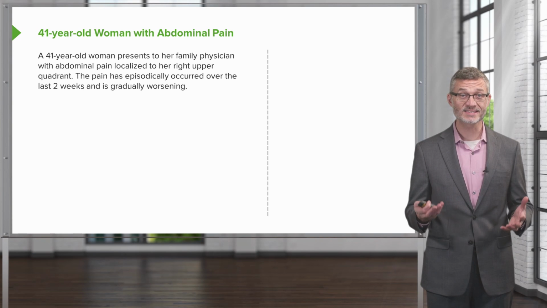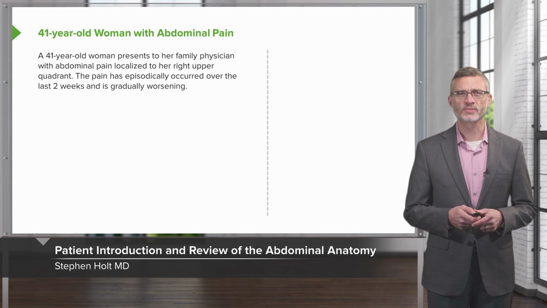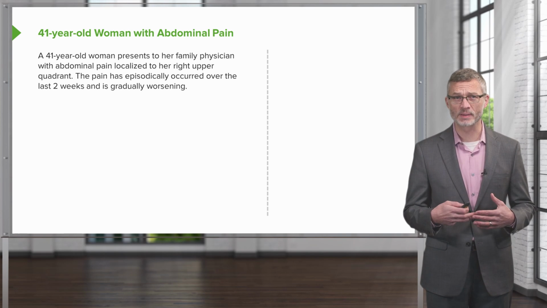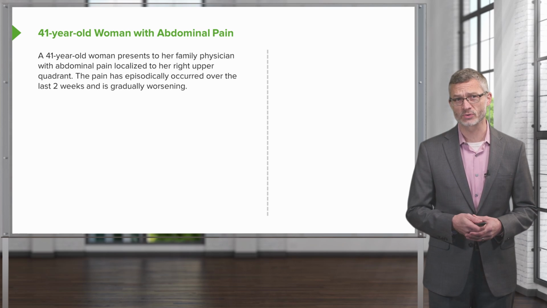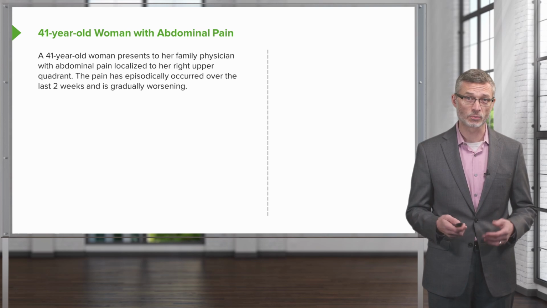So let's talk about a case of abdominal pain. This is a 41-year-old woman who's presenting to her family physician with abdominal pain localized to her right upper quadrant. She says it's episodically occurring over the last 2 weeks and it's gradually worsening.